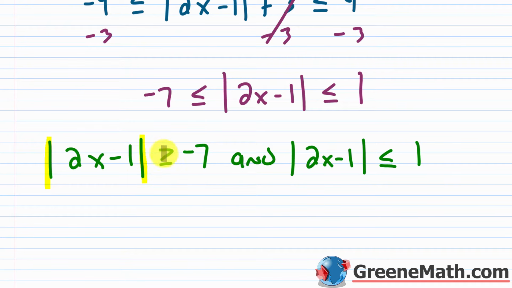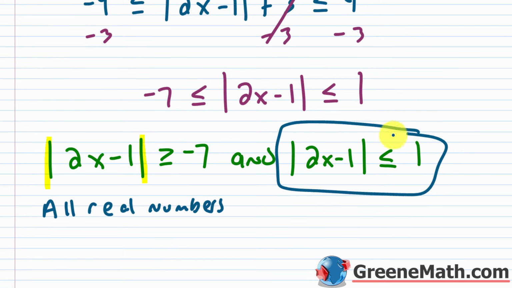And so that is always going to be greater than some negative 7. So this guy right here is all real numbers. Let me just write this. So all real numbers. So then we have this keyword "and." Because this is all real numbers and there's an "and" here, I'm just going to take the solution from this one as the solution for the problem because it has to work in both.